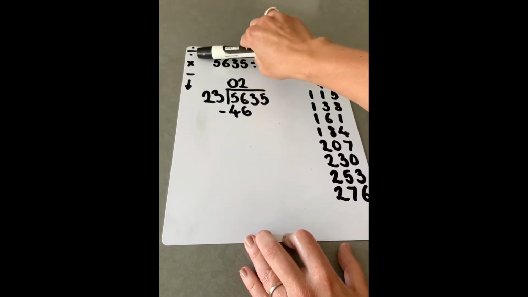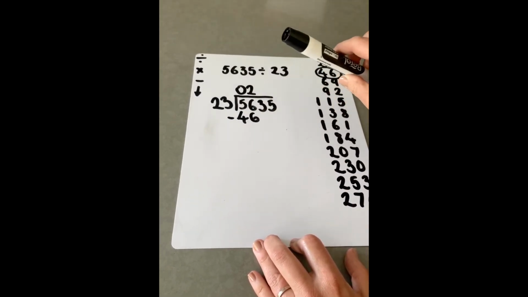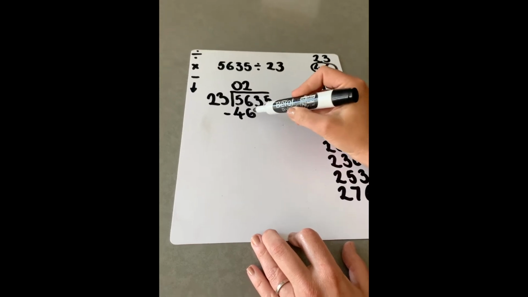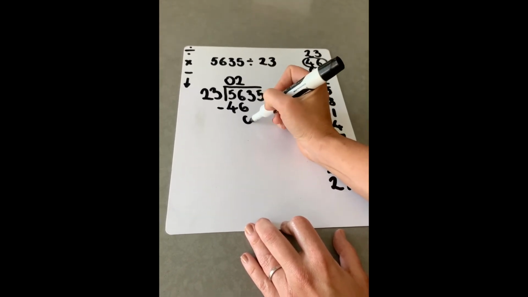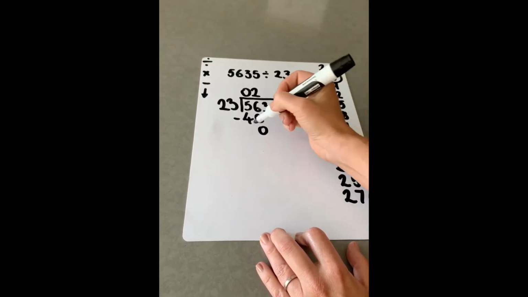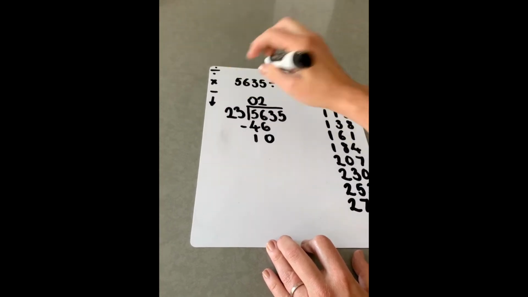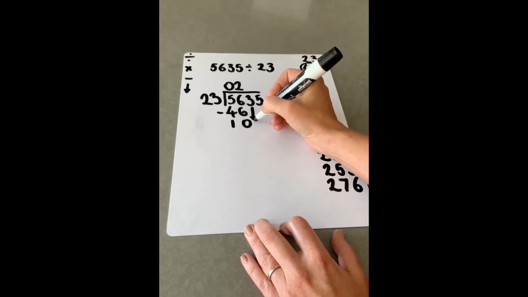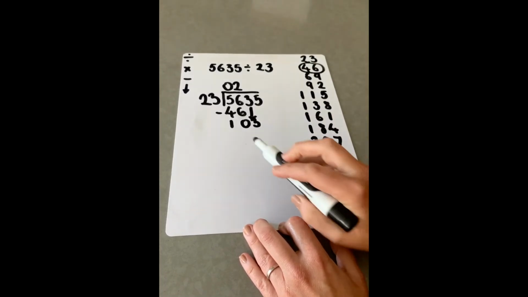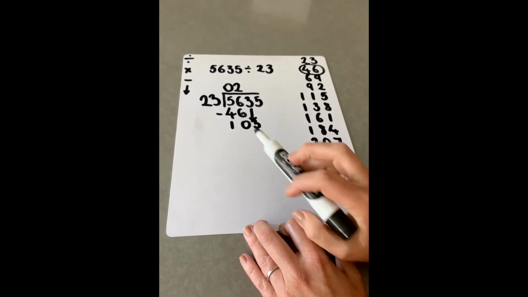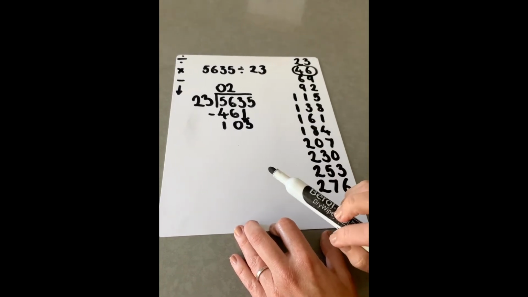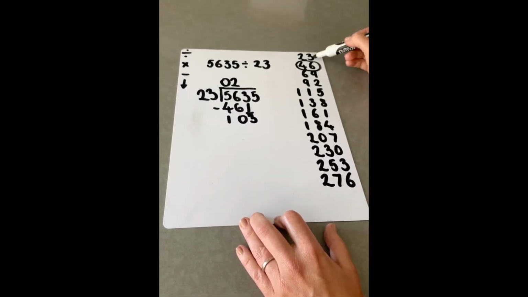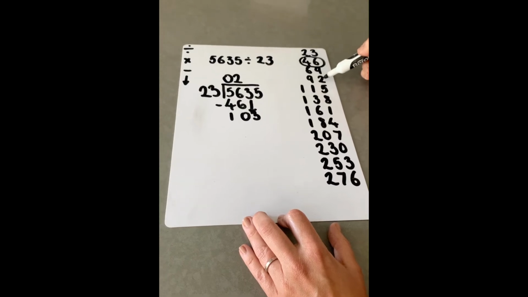So you can see I'm working my way down my operations line. So I know that 6 take away 6 is 0. I know that 5 take away 4 is 1. Okay, and now I know the next action I need to do is drop down this number, which is the number 3. Okay, so now I'm looking at 103. So how many times does 23 go into 103? Let's have a look. 1, 2, 3, 4.